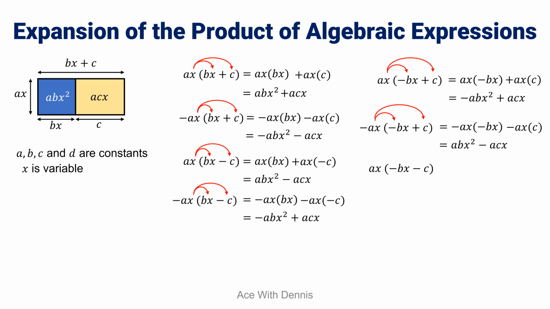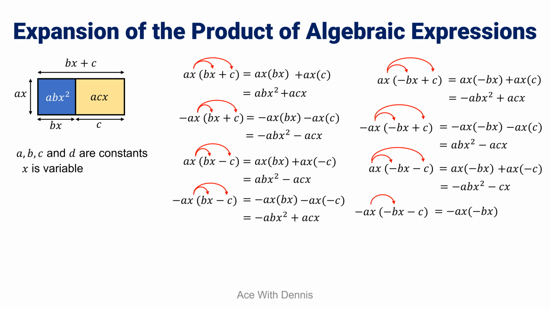Next example, ax times negative bx minus c. Expand the bracket, we have ax times negative bx plus ax times negative c, and the result is negative abx squared minus acx. The last example, negative ax times negative bx minus c. When I expand, we have negative ax times negative bx minus ax times negative c. And the result is abx squared plus acx.